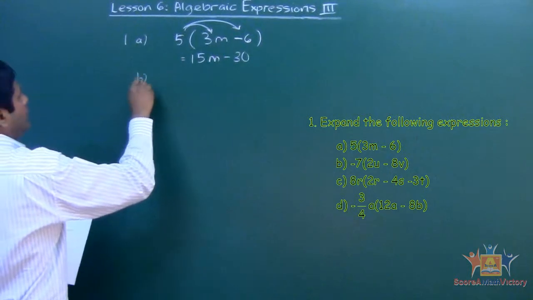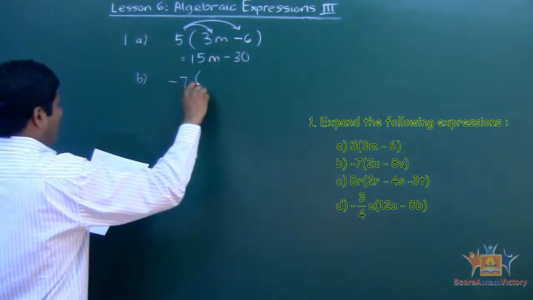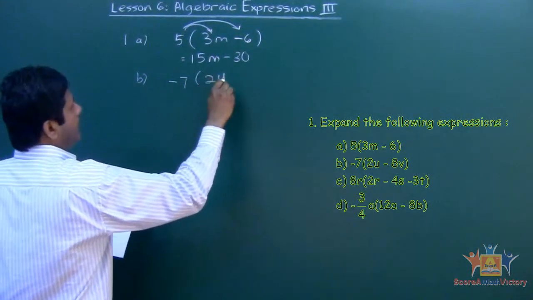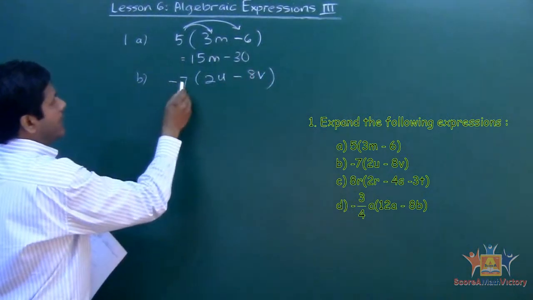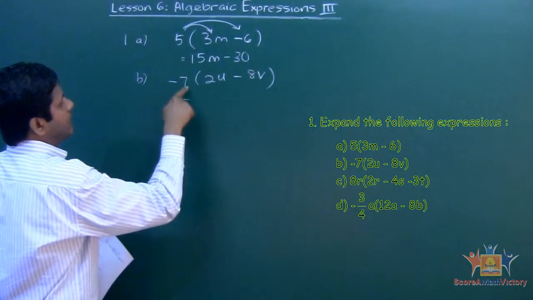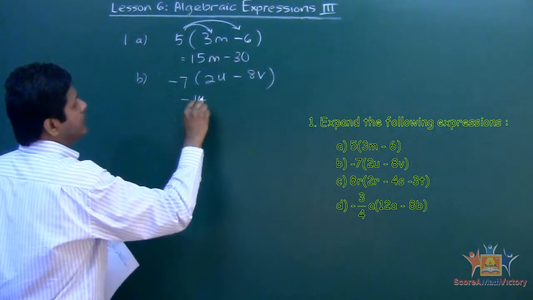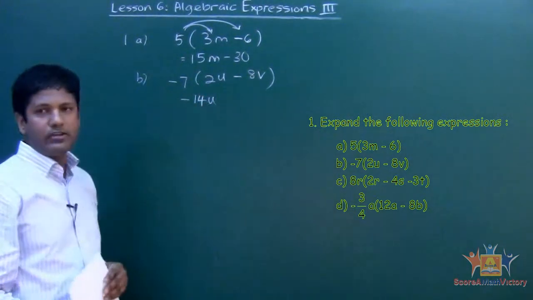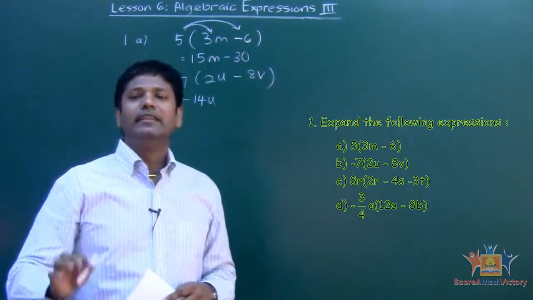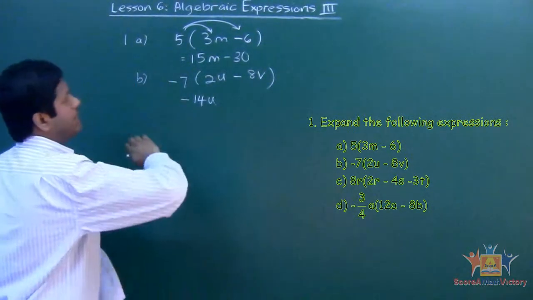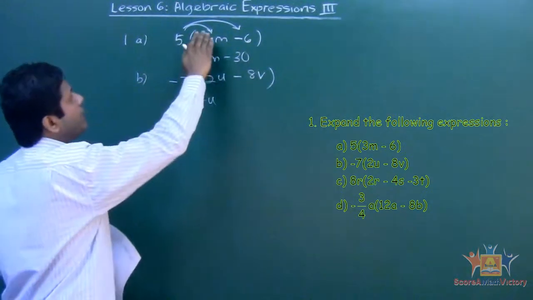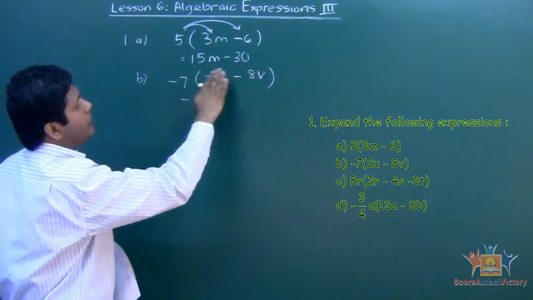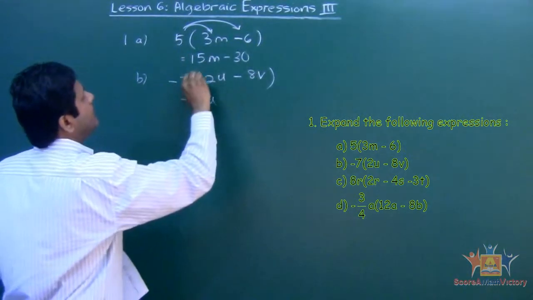Now B, you're given negative 7 and then you're timesing everything inside the bracket, 2u minus 8v. Now negative and positive give you negative. 7 times 2 is 14u. Now what did Mr. Mac forget to show you? The shooting star. Because Mr. Mac's so used to it, that's why I'm skipping. After a while, once you get used to it, you don't have to put this shooting star. Right away you know your timesing. But at the beginning, do this.